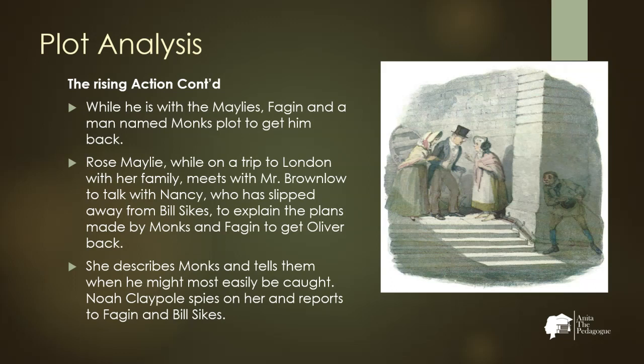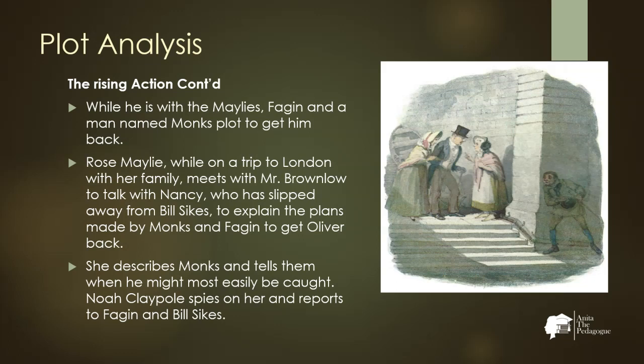Rose Maylie meets with Mr. Brownlow to talk with Nancy, who has slipped away from Bill Sykes, to explain the plans made by Monks and Fagin to get Oliver back. She describes Monks and tells them when he might most easily be caught.